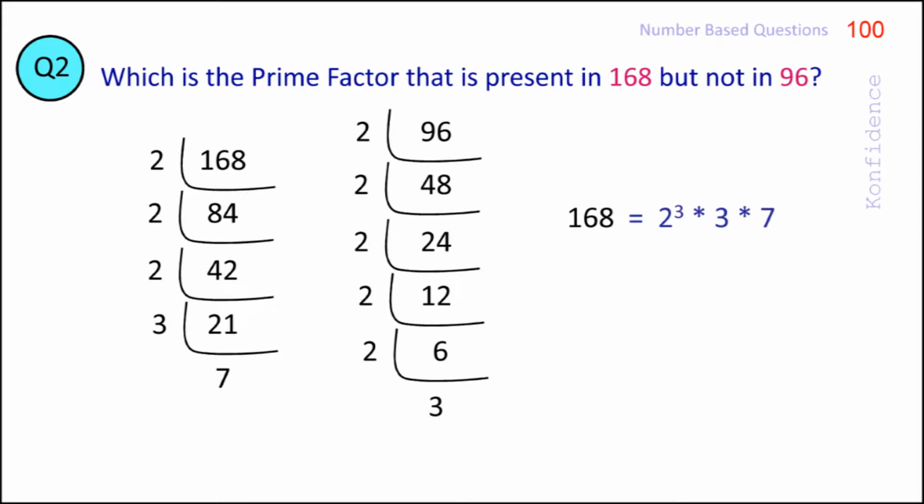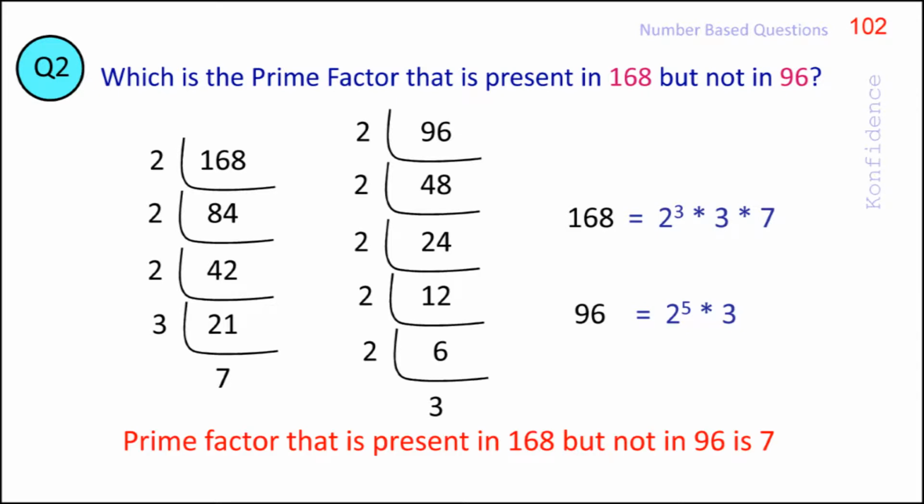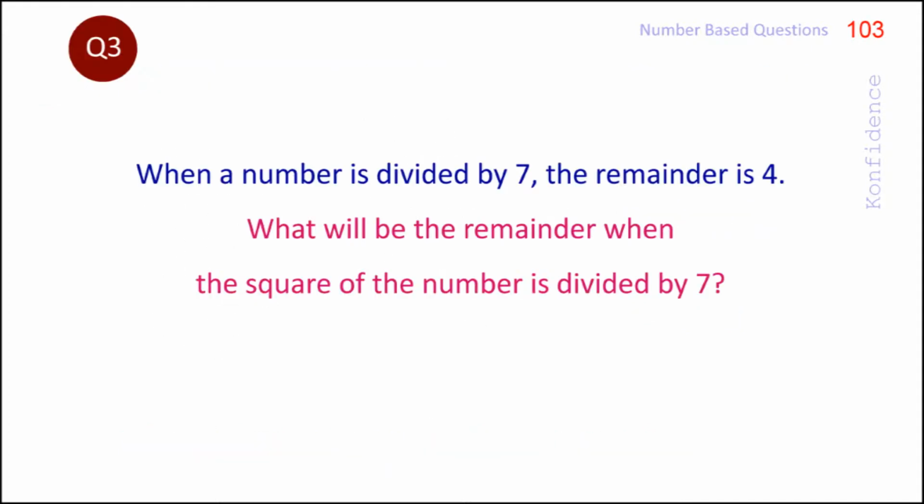We can see that 168 contains 2's, 3 and 7. 96 contains 2's and 3. So the prime factor that is present in 168 but not in 96 is 7. Look at this question. When a number is divided by 7, the remainder is 4. What will be the remainder when the square of the number is divided by 7?